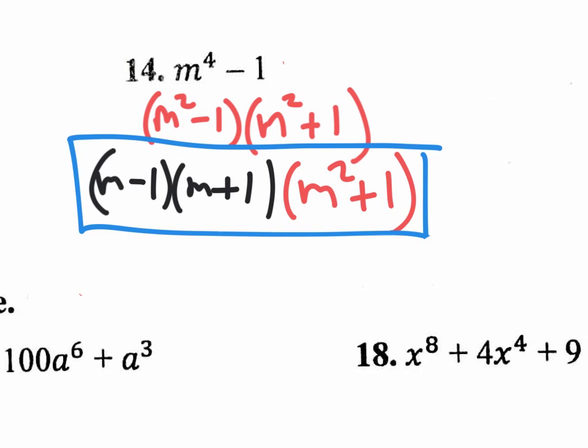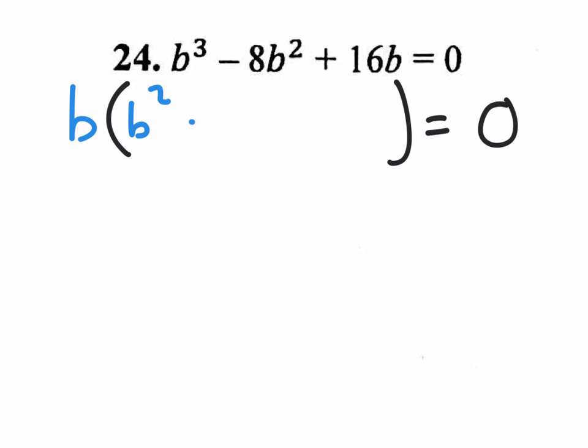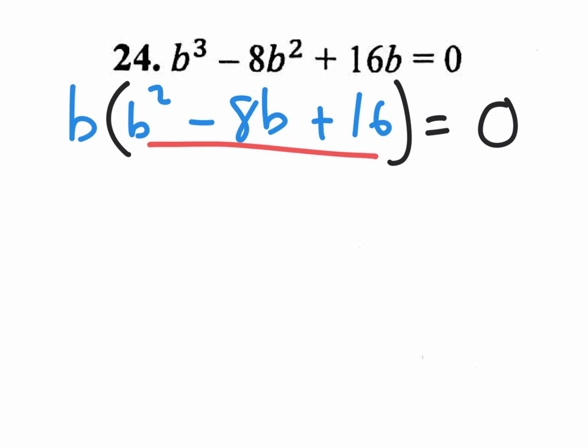Any other ones? Jumping to number 24, what could we factor out? Always try to pull out a GCF first. B. So let's pull out a B. What's going to be left on the inside? Of course, this is an equation that we need to solve. But what's going to be left on the inside? B squared minus 8b plus 16. All right. Now, on the inside of the parentheses, talking about this quadratic trinomial, could that be factored further?